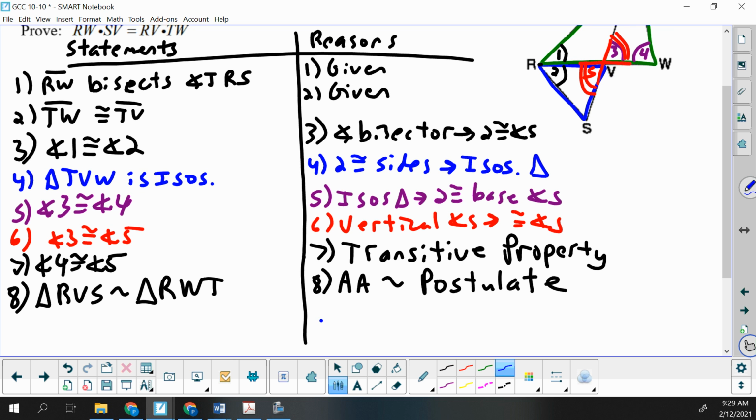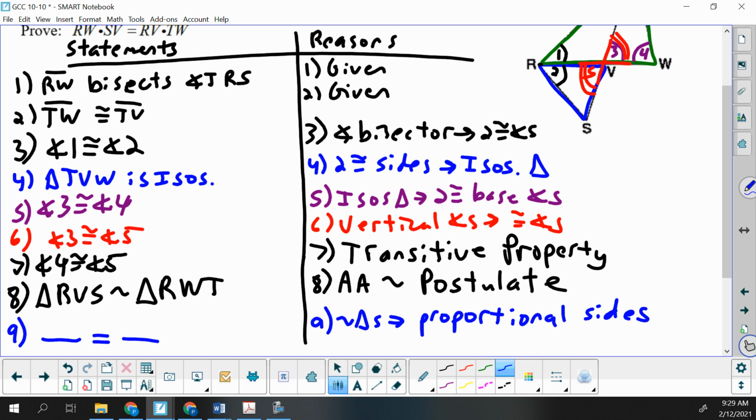So like we did in the last proof, next we'll do our similar triangles implies proportional sides. Now we've got to set up the proportion this time. We need the ones multiplying each other to be diagonal from each other. So I'm going to put RW here, and SV has to be diagonal from it. And then RV and TW can be in the other two spots because they'll be diagonal from one another.